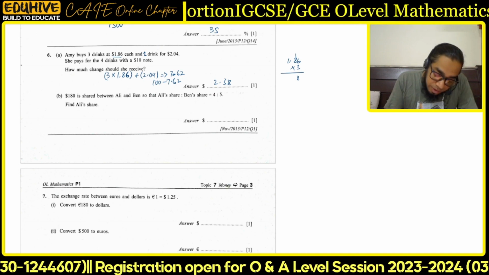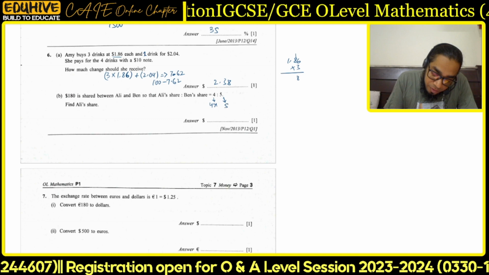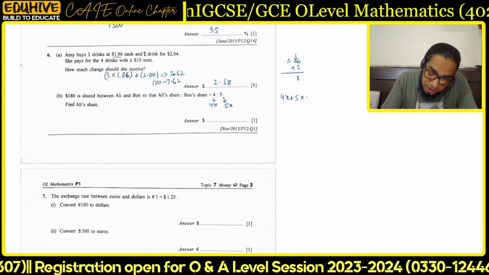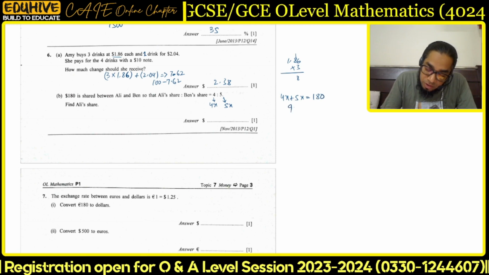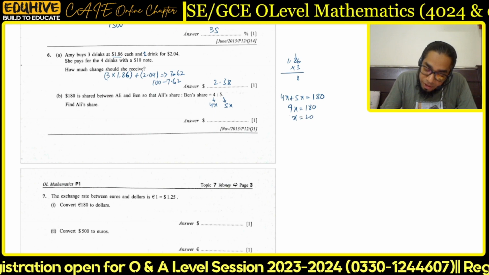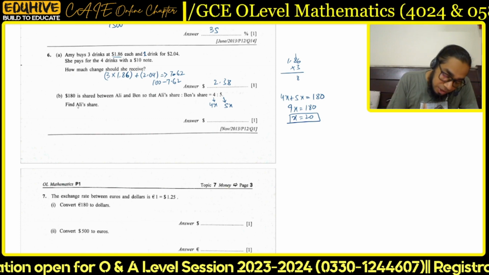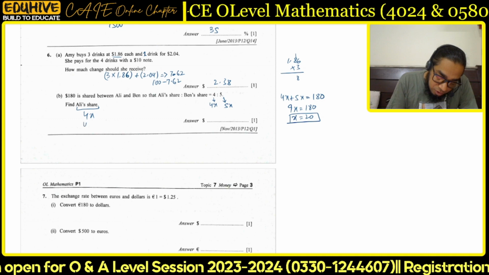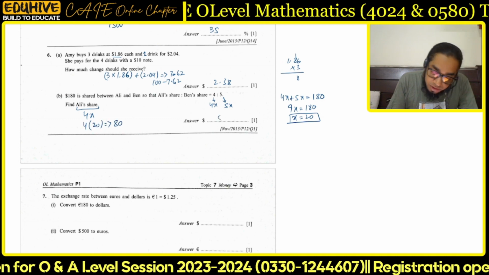That was quite simple, beta. It would be 4x and 5x. The total amount should be 4x plus 5x equal to $180 because that was going to be shared between them. So it's going to be 9x equals 180 and x would be $20. But there is Ali's share, so it means that Ali's share was 4x. So I'm going to put 20 over here. So it is going to be $80.